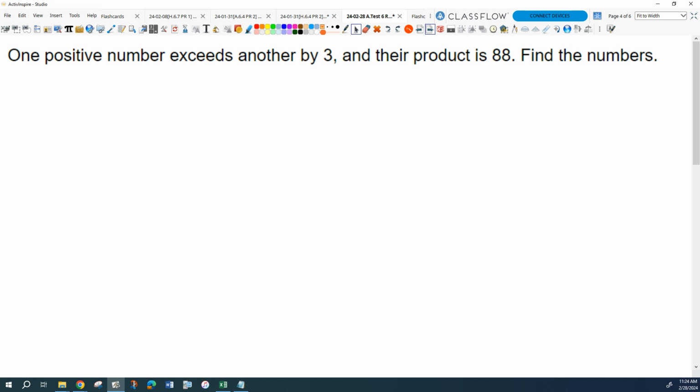So how about this? Now this is a word problem. We did a different one last time. Let's look at this one. One positive number exceeds another by 3. What does that mean? X plus 3.